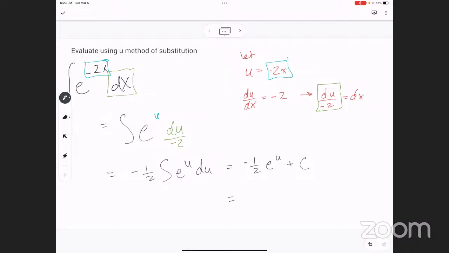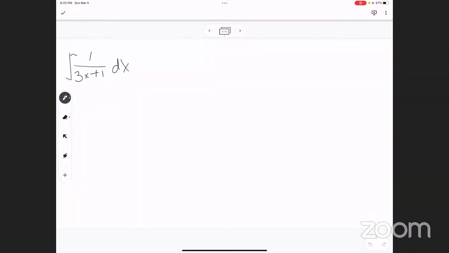So then I substitute u back in, right? And u was negative 2x. So negative 1/2 e to the negative 2x plus c would be your answer. Okay, that makes sense. Do you have the answer key for this, by the way? Let me check. Yeah, correct. Just make sure I'm writing it the way that your teacher wants you to write it.